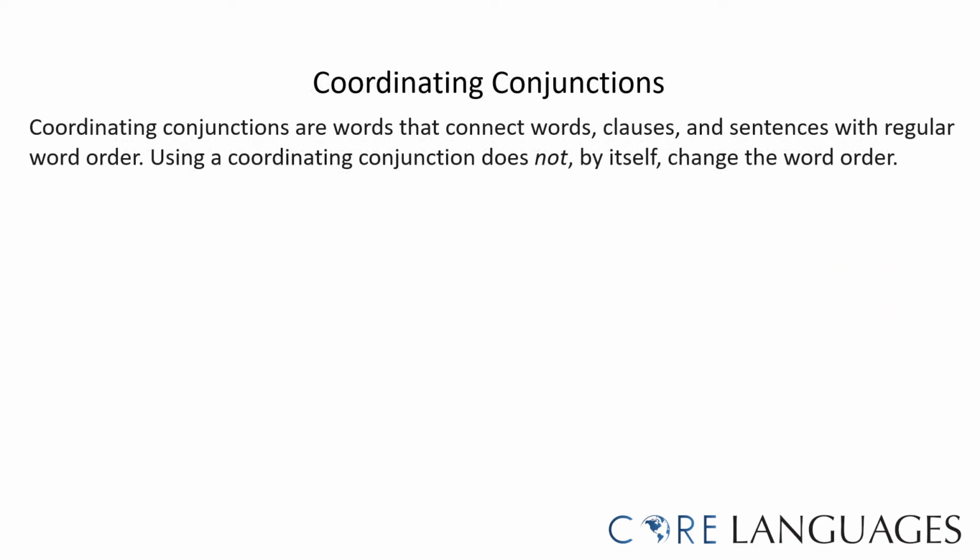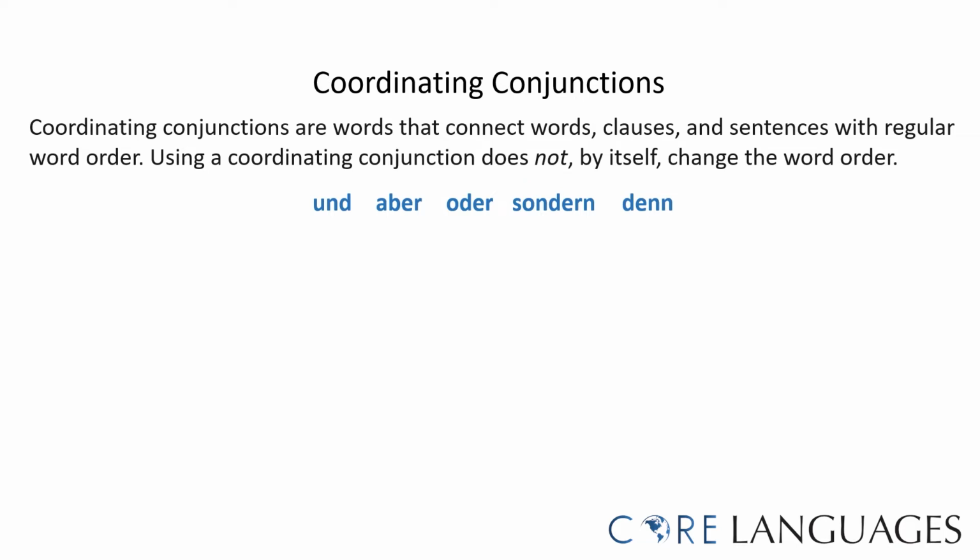We can use coordinating conjunctions to connect words, clauses, and sentences with regular word order. Using a coordinating conjunction does not by itself change the word order in the second clause if we are connecting two main clauses. The coordinating conjunctions in German are und, and; aber, but; oder, or; sondern, but instead; denn, because.